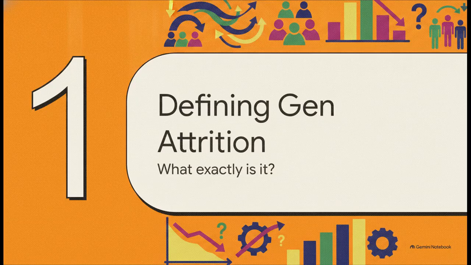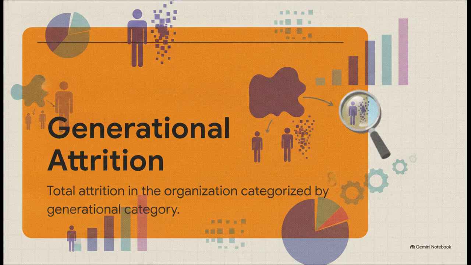Section 1, defining generational attrition. Because, to answer our core question, we really need to nail down exactly what we're looking at first. So the source gives us a very precise definition. It defines attrition by generational category as the total attrition in the organization categorized by generational category. It sounds simple, right? But the power here is massive. Instead of treating your entire workforce like this one giant solid monolith where people just sort of come and go, you're actively categorizing the data to see the distinct moving parts of the whole.